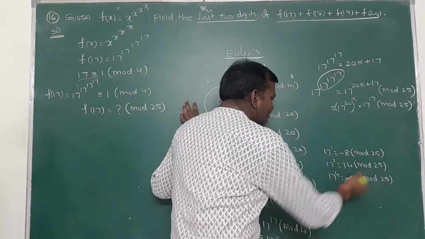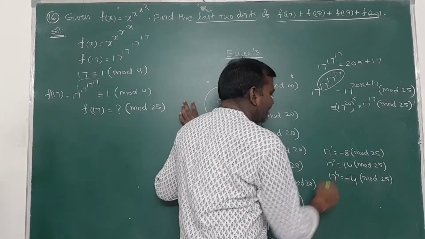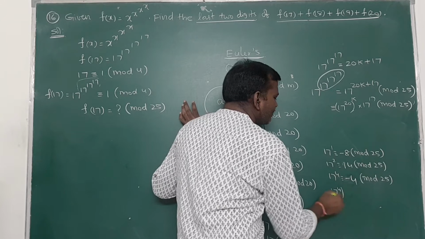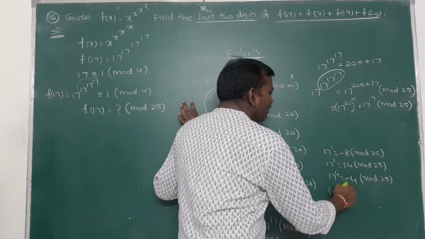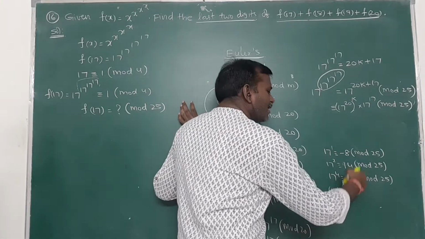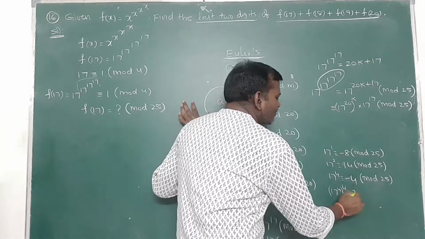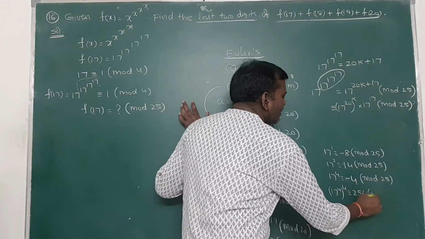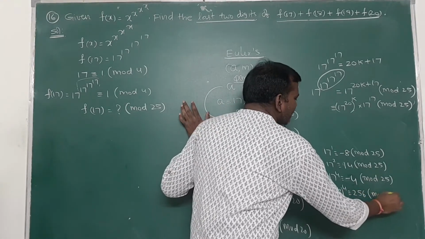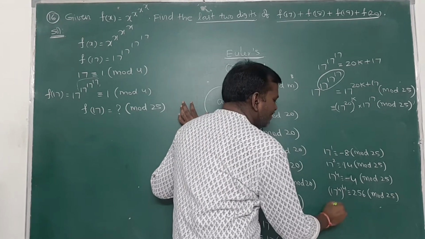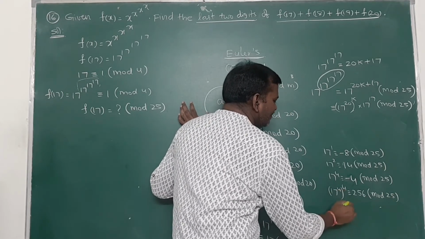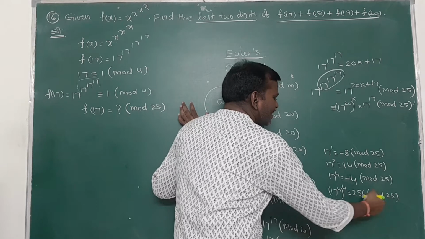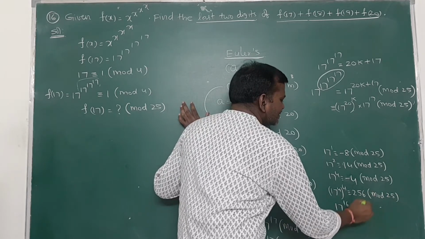So when it is power 4, if I take 17 power 4 whole power 4, that means minus 4 whole power 4, plus value only, 256. 4 power 4 value is 256, so I am getting 256 here. That means 17 power 16 value when divided by 25 leaves the remainder 6.